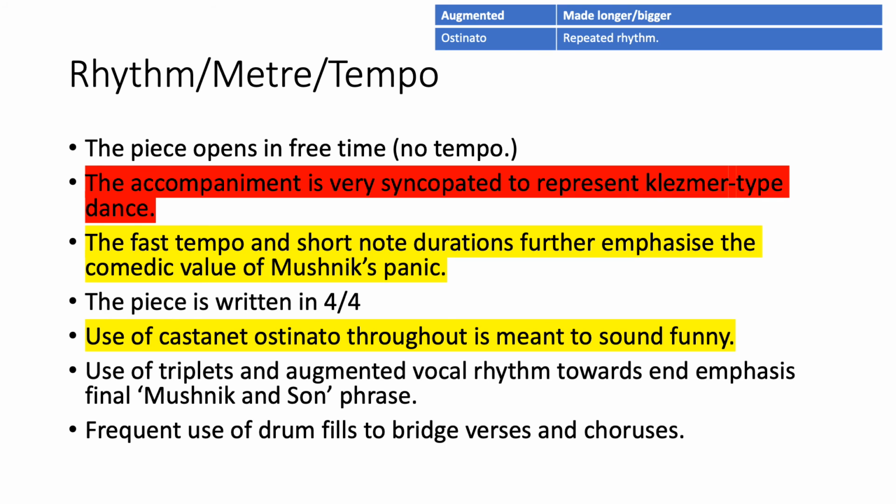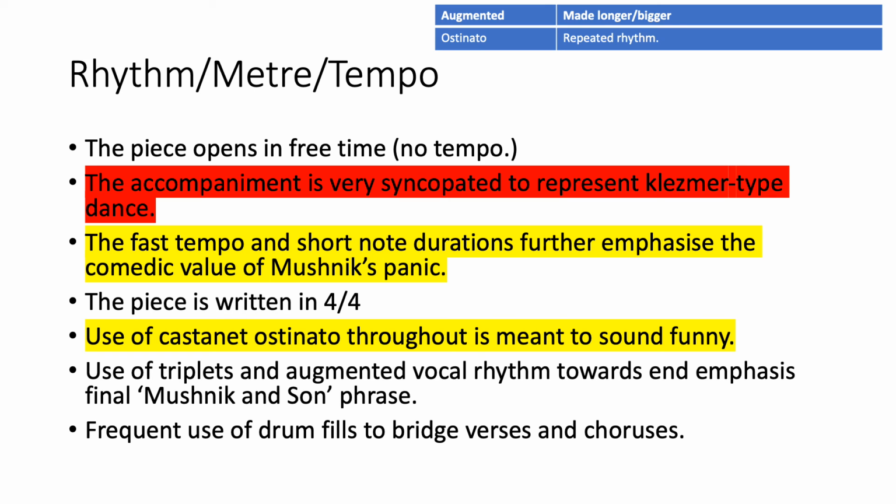The fast tempo and short note durations further emphasise the comedic value of Mushnik's panic. And the piece is written in 4/4, which is pretty standard. It helps us feel like it's a dance and also sing along to it. There is use of castanet ostinato throughout, which is meant to sound funny. I don't know why, but in musicals when we hear castanets, we seem to think that they're being slightly ironic and slightly funny, slightly silly. And an ostinato is just a repeated rhythm.